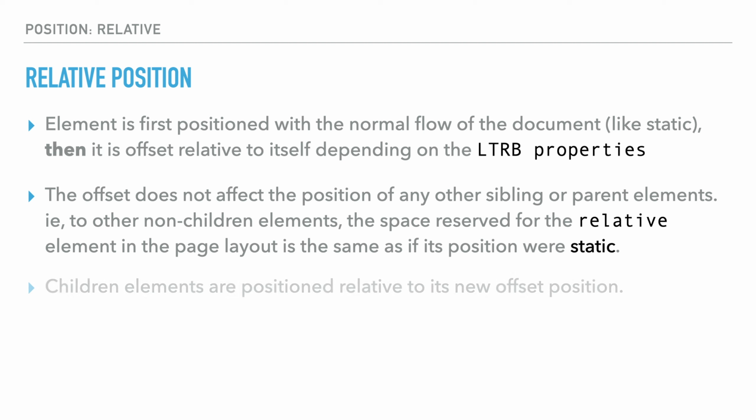The children elements, however, behave the usual way you would expect, and that is they are positioned relative to the parent's new offset position. This is actually how most people will use the relative position. It is used most often to be the reference point to position one of the element's descendants that is a positioned element. Now, if that didn't make sense right now, it will once we get to the other types, so don't worry about it too much for now.